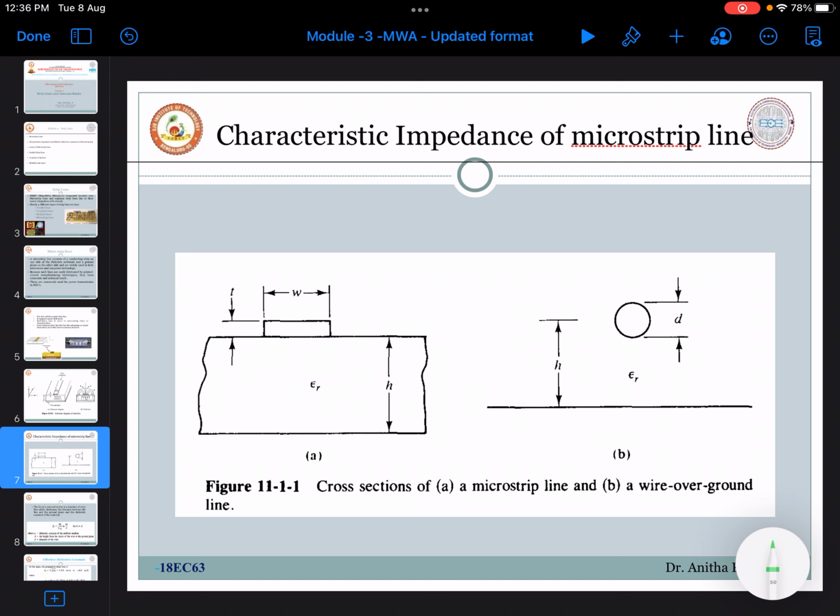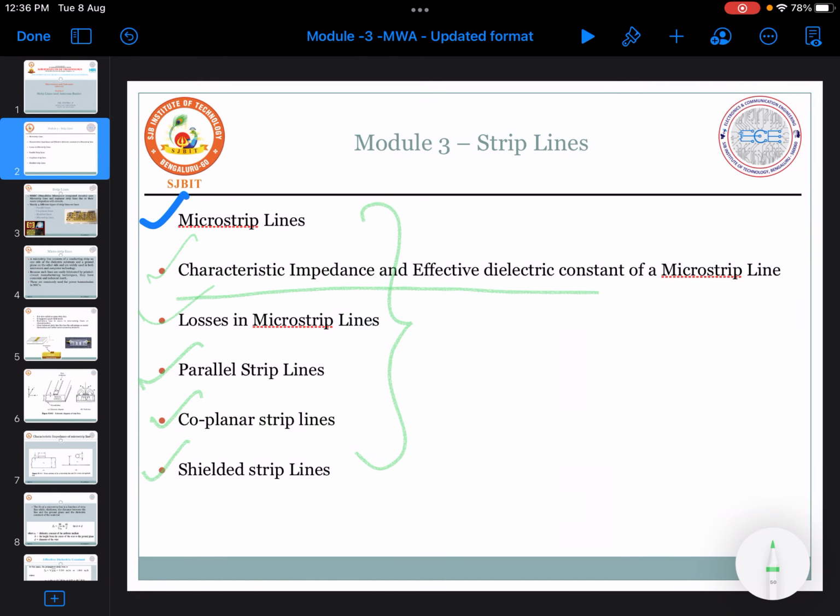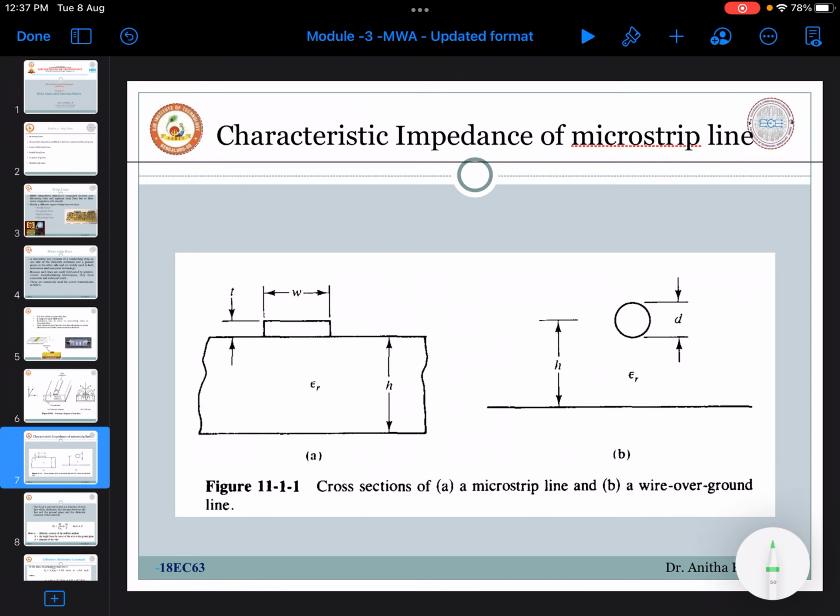The next topic is finding the characteristic impedance, that is the characteristic impedance and effective dielectric constant of a microstrip line. To determine the characteristic impedance, these parameters are important: epsilon r, the height h of the dielectric material, small t indicating the thickness, and w indicating the strip width. This is for the rectangular case and this is for the circular case, where you have a diameter d and the rest of the parameters are almost the same.